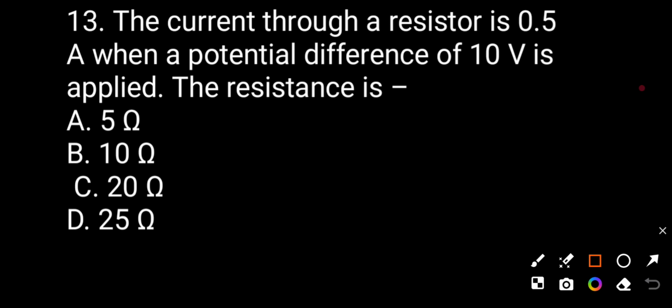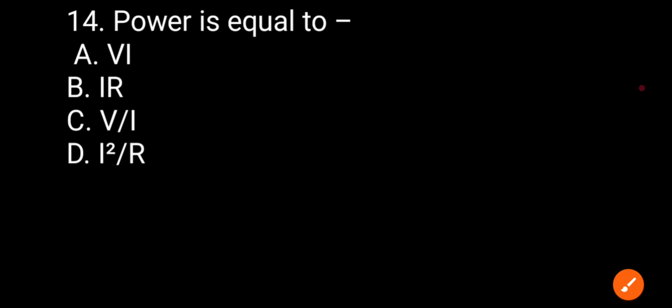The current through a resistor is 0.5 ampere when the potential difference of 10 volt is applied. The resistance is 10 upon 0.5, multiply by 10 above and below, then 100 upon 5, so the answer will be C, the resistance will be 20 ohms. Power is equal to V into I.